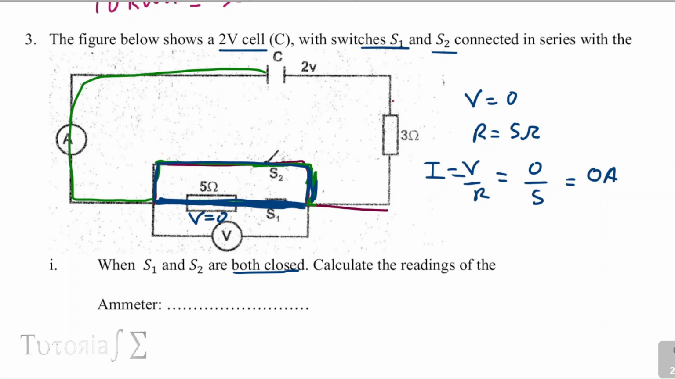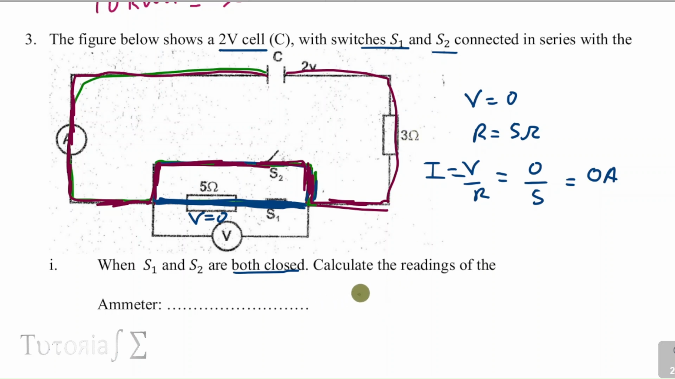So meaning that the path that will have all the current is this path I'm drawing here. So it will be this path coming down here, then going up there, then this side, since this part is closed, so it will go through there, down there, then this path, then that path, then that path. So meaning that current will only be affected by one resistor, which is the 3 ohm resistor.